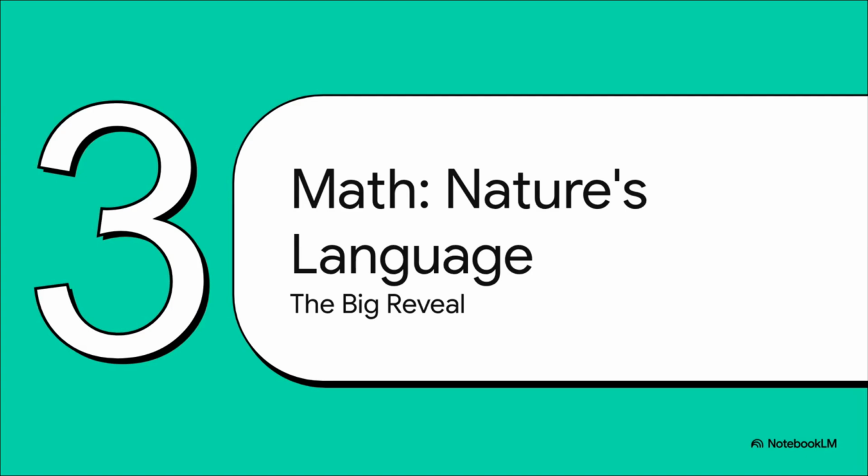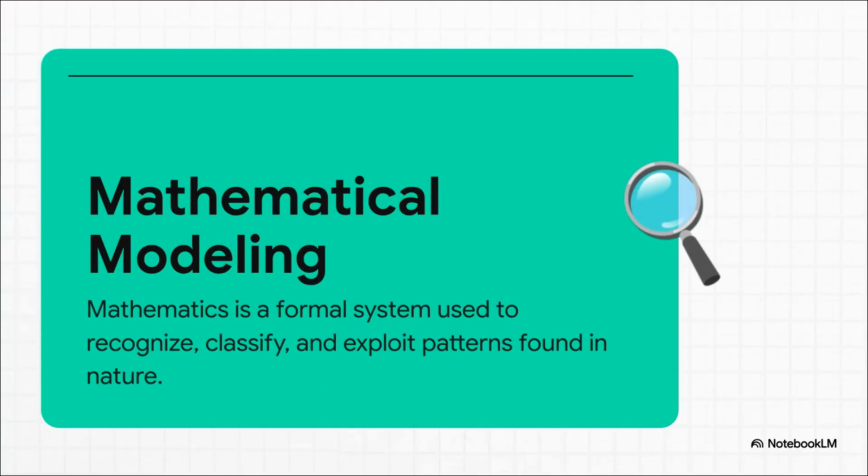Now we get to the big reveal, the main event. What in the world does all this art and nature and animals have to do with the subject you're all about to study? Well, the answer is everything. This right here is the modern way to think about math. Forget everything you thought you knew. Math at its heart is the powerful system that humans created to recognize, to classify, and then to use the patterns we find all around us in the natural world. It's a tool for understanding.